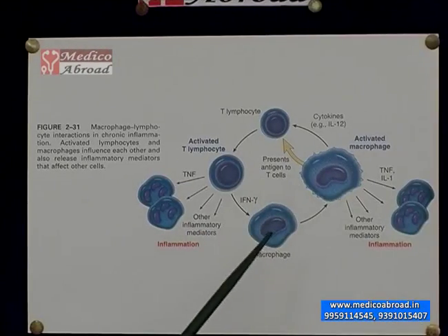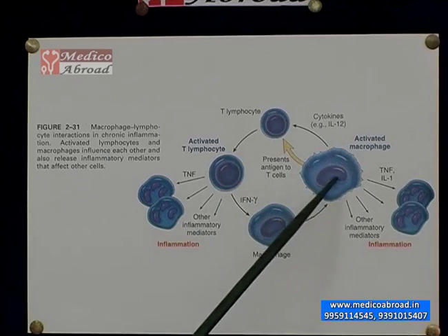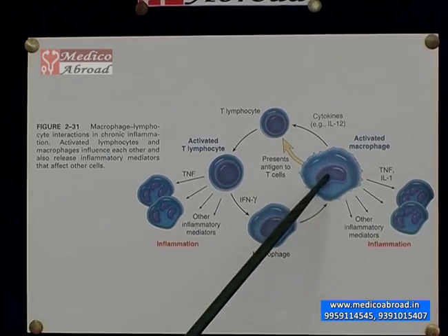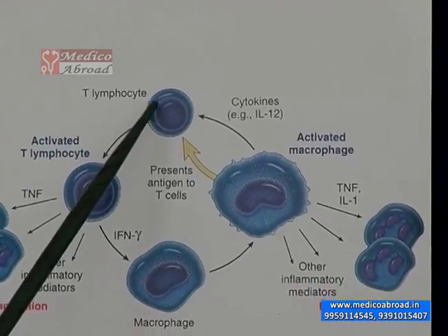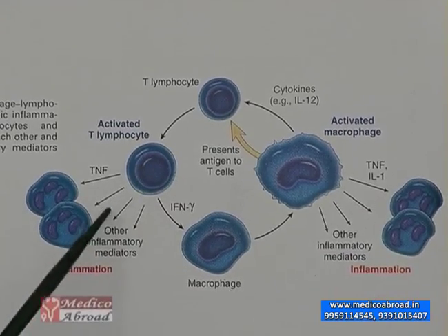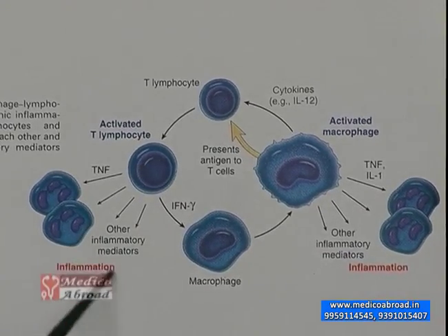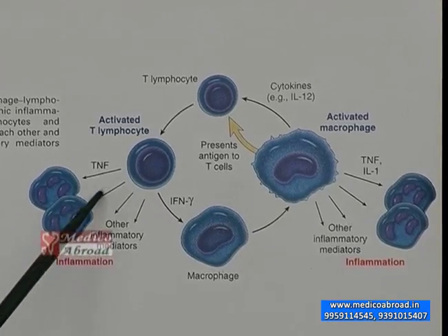This chart shows you the interaction between macrophages and other leukocytes. Activated macrophages, as we have seen, which come from the blood, elaborate substances like interleukin 12, and they activate T lymphocytes. These T lymphocytes in turn produce other inflammatory mediators, and this sets off a cell mediated immunity.